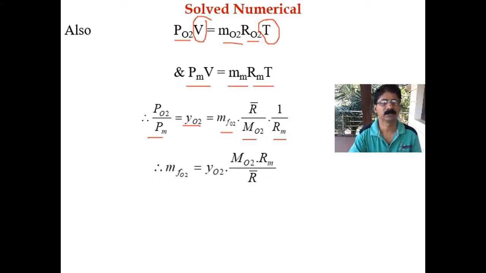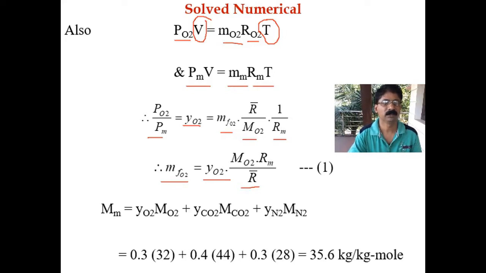So from this expression you can find mass fraction of O2 is equal to mole fraction of O2 into MO2 into Rm by R bar. That is rewriting the above expression, let it be equation number 1. Now the molecular weight of the mixture is mole fraction of O2 into molecular weight of O2 plus mole fraction of CO2 into molecular weight of CO2 plus mole fraction of N2 into molecular weight of N2. If you substitute these values of mole fraction and molecular weight of these individual constituent gases, you'll get the molecular weight of the mixture as 35.6 kg per kg mole.